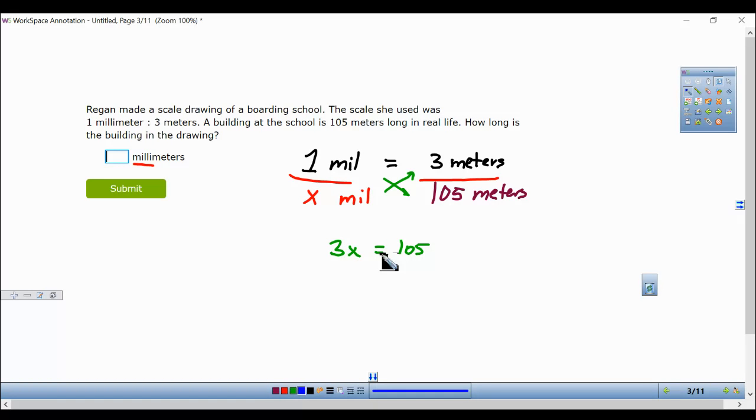In order to get rid of this 3, we have to do the opposite. In this case, we're multiplying 3 times x. What's the opposite of multiplying 3 times x? Dividing. So we're going to divide each side by 3. Because I divided it on one side, I'm going to divide it on the other side. 3 divided by 3 is 1. So I'm going to put x by itself here. And on the other side, we're going to get 105 divided by 3, which is going to be 35. So how long is the building in the drawing? The building in the drawing is going to be 35 millimeters. Next question.